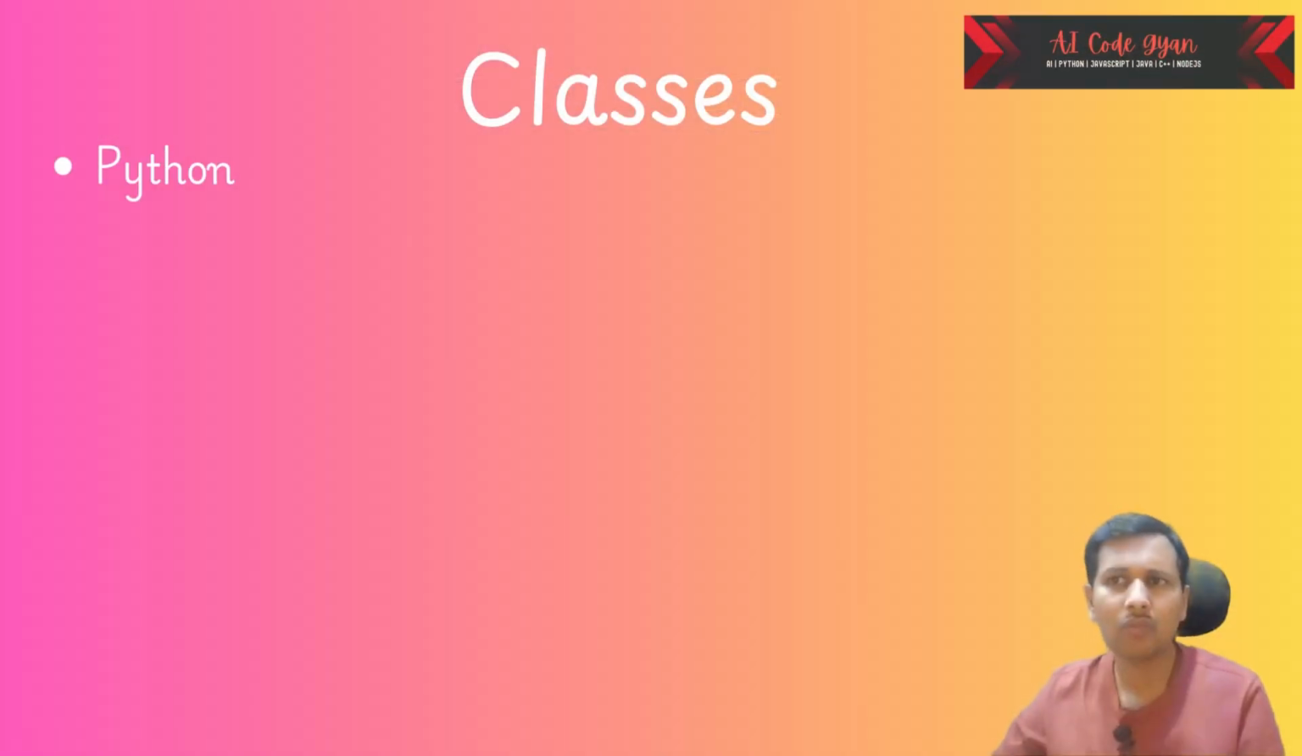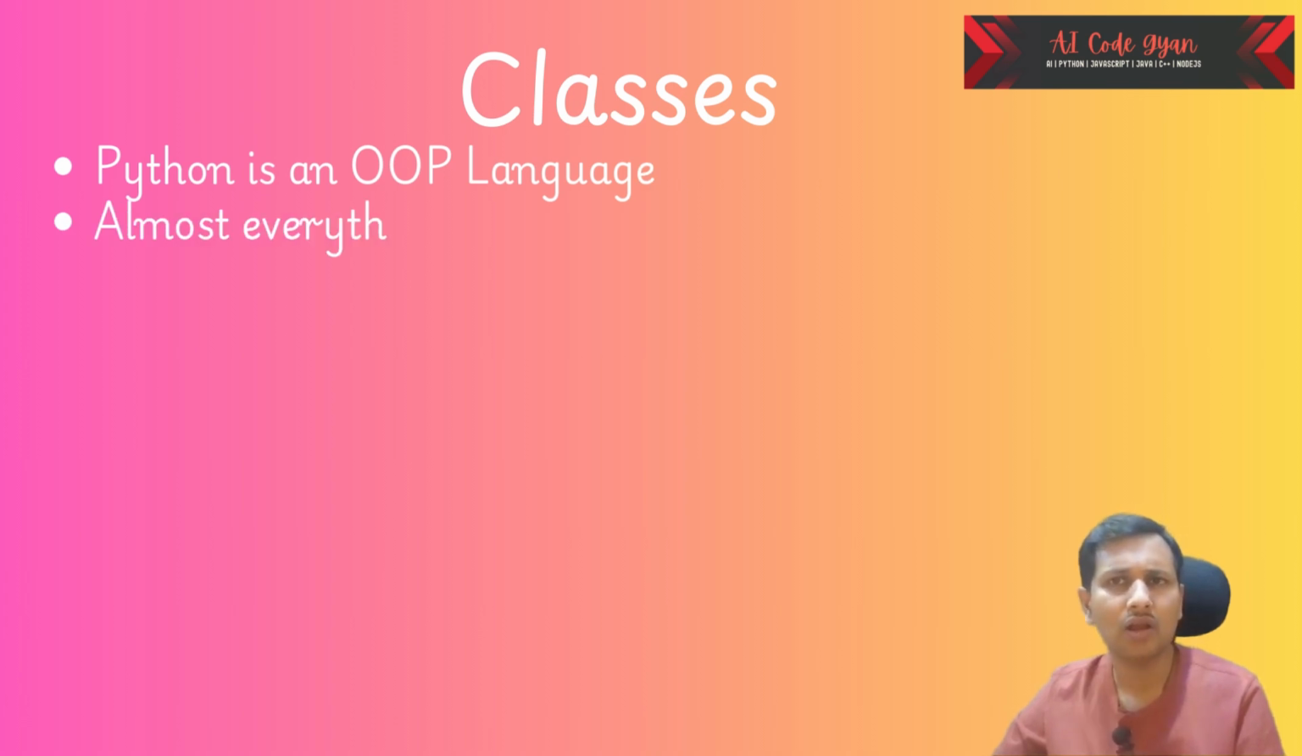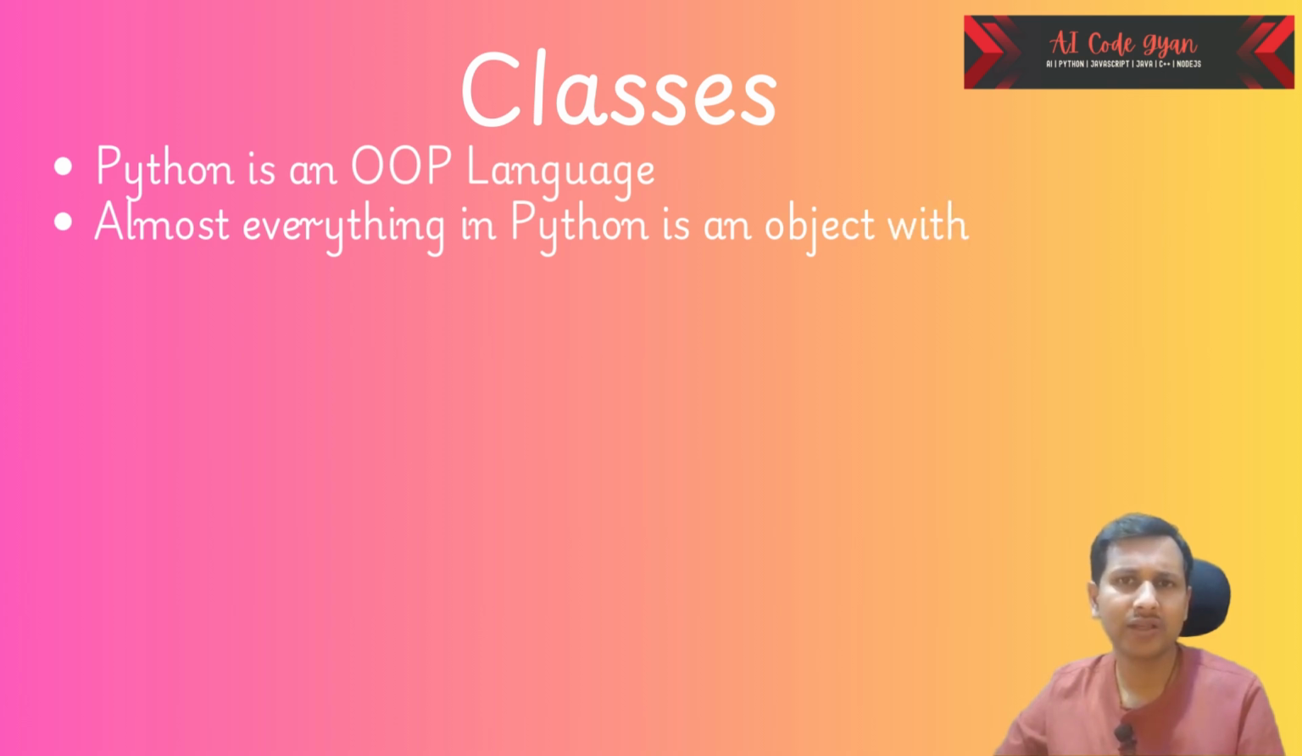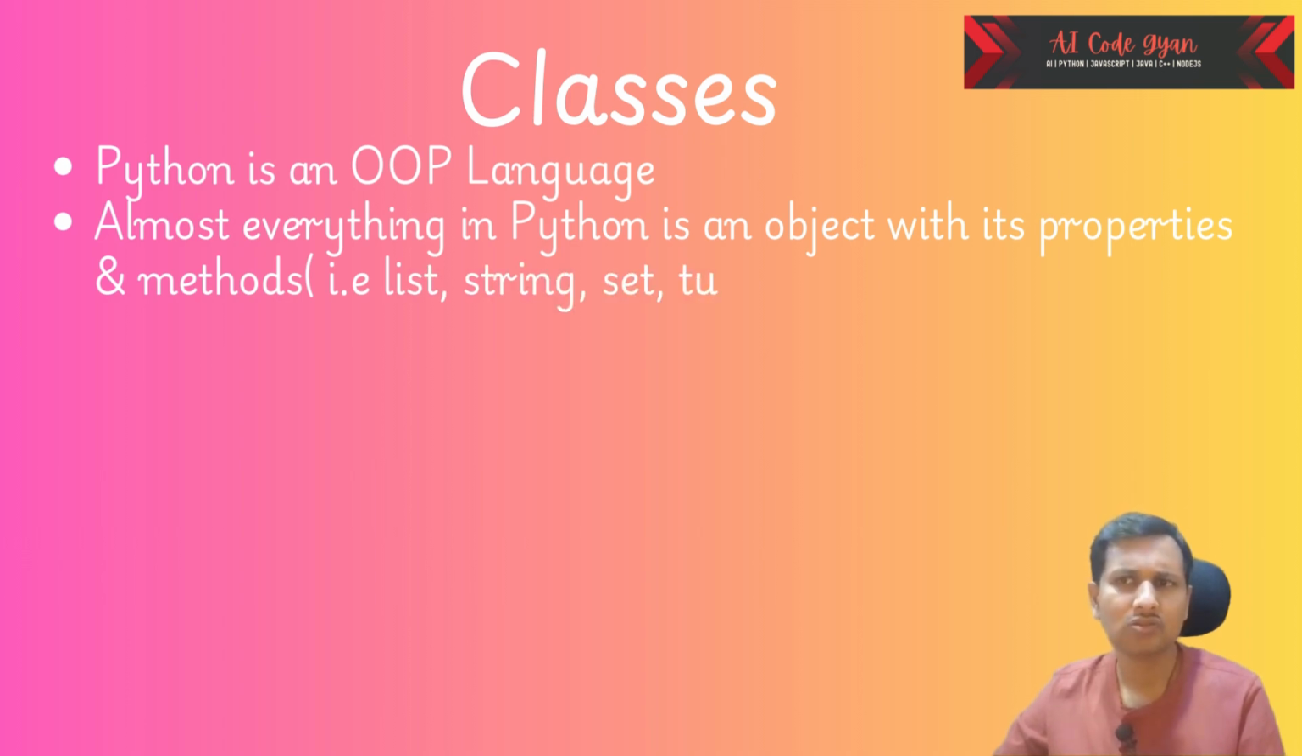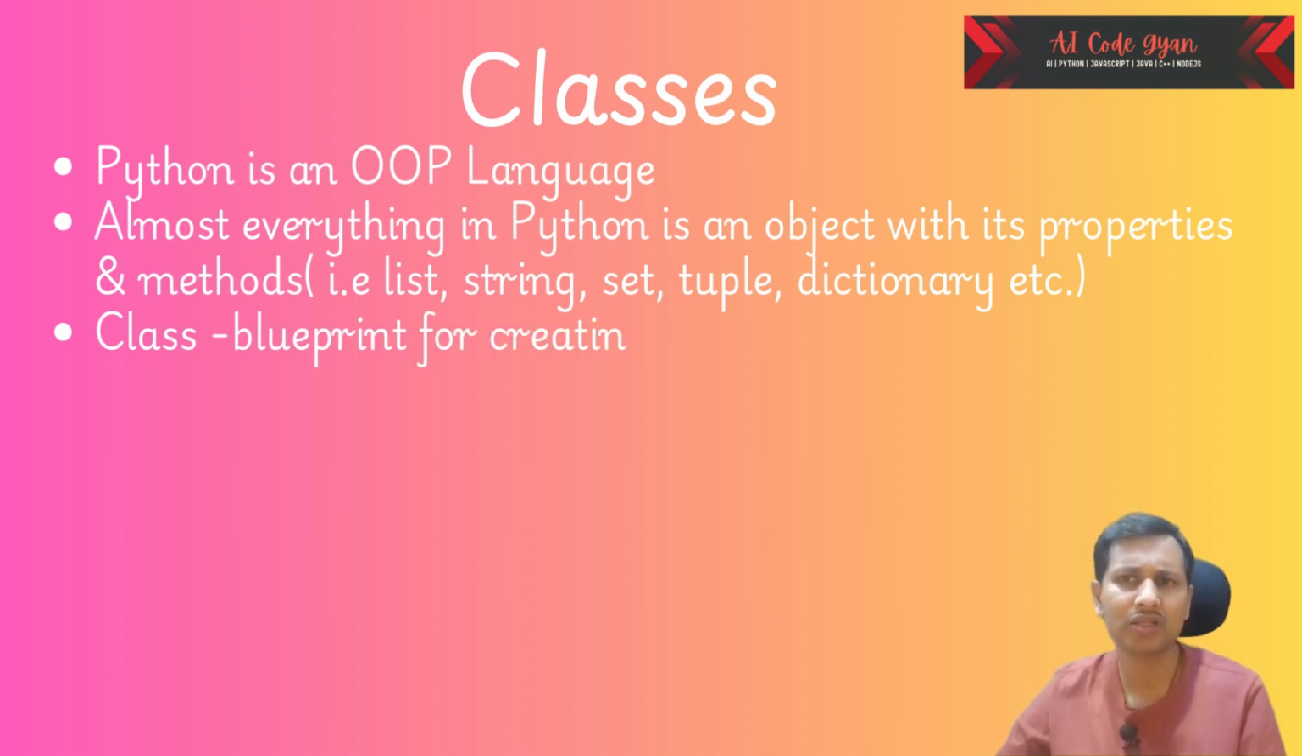Okay, let us go ahead. Friends, let us now talk about classes. अब हम classes के बारे में बात करेंगे और how Python is an object-oriented programming language, which is then very important to know concepts. So when you talk about Python, almost everything in Python is an object with its properties and methods. So चाहे हम list use कर रहे हैं, string use कर रहे हैं, set use कर रहे हैं, tuple use कर रहे हैं, dictionary, तो ये सब एक तरह से हमारे objects हैं.